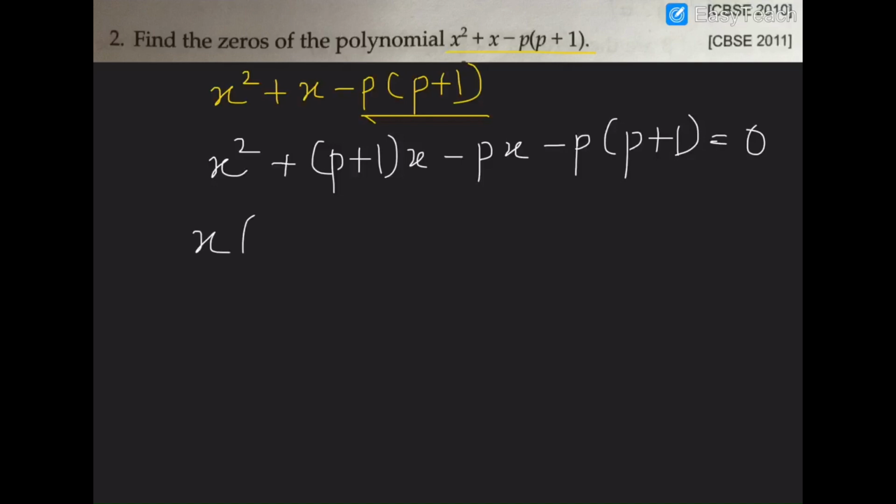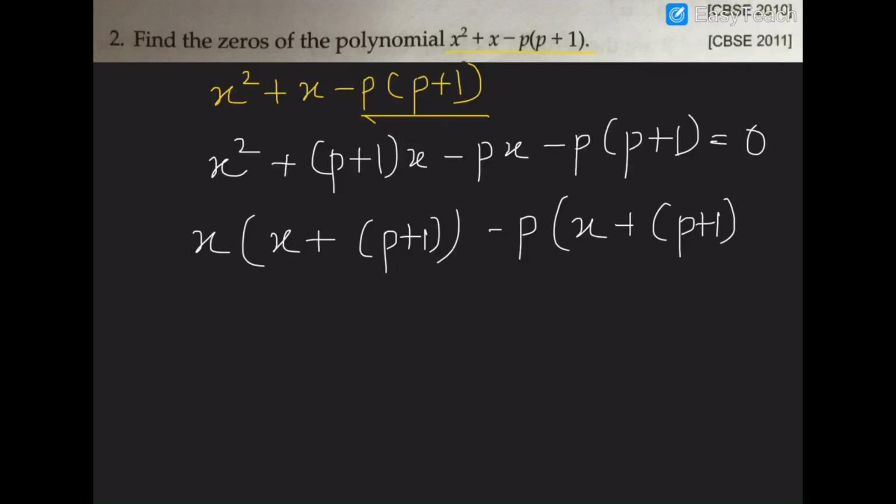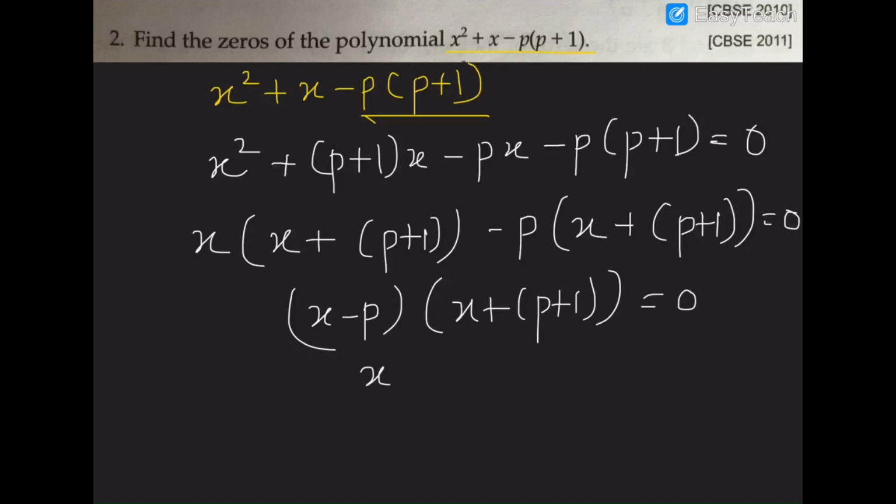Now taking x common, what will you get? x inside the bracket b plus 1 and minus b common, x and inside the bracket b plus 1 equals 0. So x minus b and x plus b plus 1 equals 0. So one of the roots is positive b, another one is minus b plus 1. So these are the zeros of the polynomial.